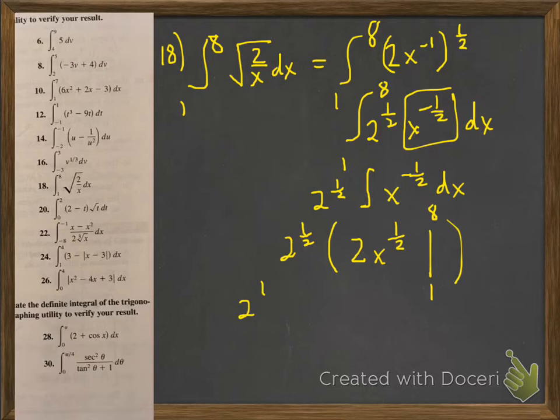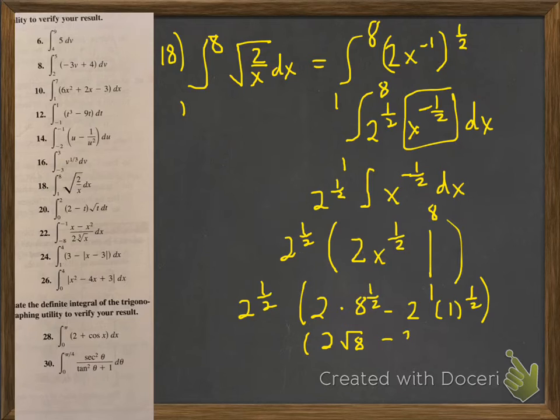So 2 to the 1/2, 2 times 8 to the 1/2 minus 2 times 1 to the 1/2. 8 to the 1/2 is radical 8. So we have 2 radical 8 minus 1 to the 1/2 is just 1. All that's times 2 to the 1/2, or radical 2.